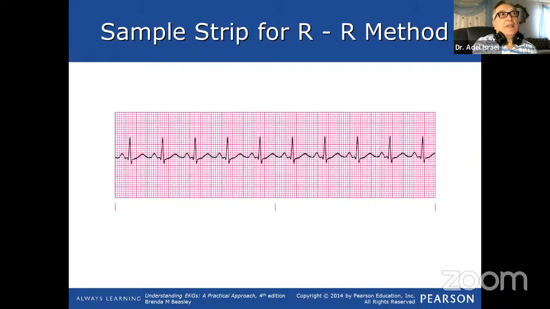Here is another technique, which is another strip. It looks like the previous one, and if I ask anyone what the heart rate will be for this, let us go by the 6-second method. 1, 2, 3, 4, 5, 6, 7, 8, 9, 10. 10 R waves in 6 seconds. So what will be the heart rate? Definitely we multiply by 10. So the answer is 100 beats per minute.